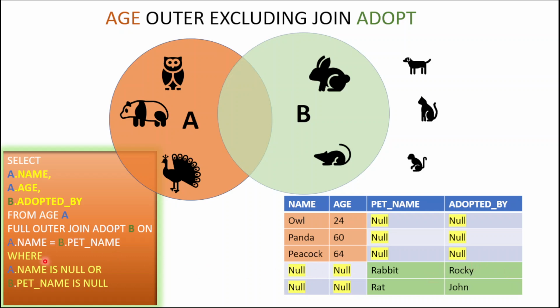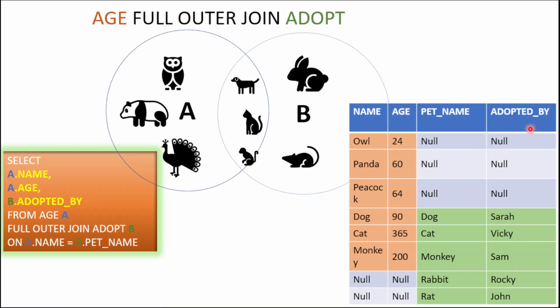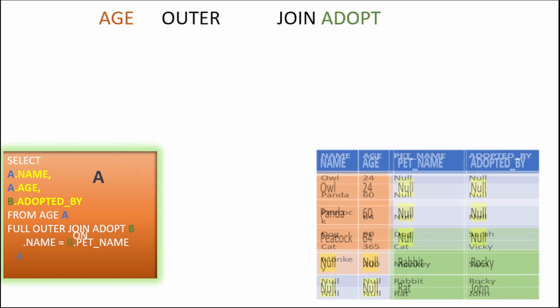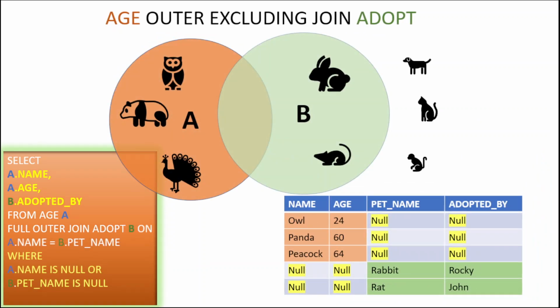And how do you write this query? You keep everything the same as the previous query. You specify it as a full outer join, and you just add a small condition here saying a.name is null or p.petName is null. Now if you look at the previous query, wherever you see the null values, those will be included because we are adding an OR condition.